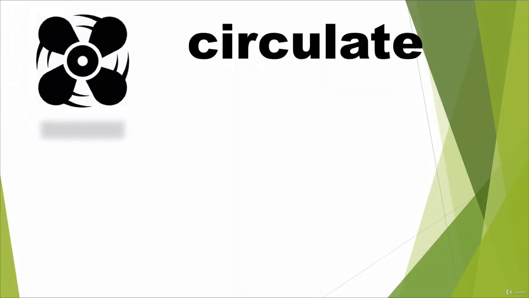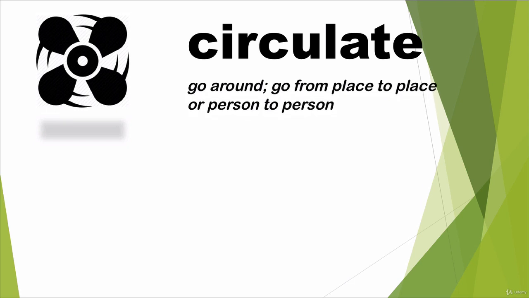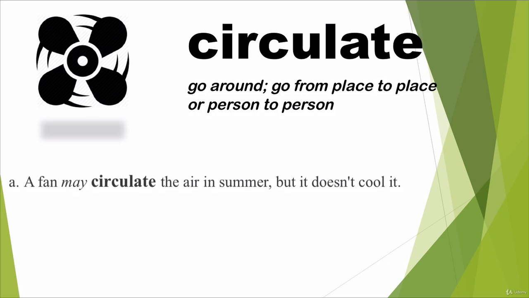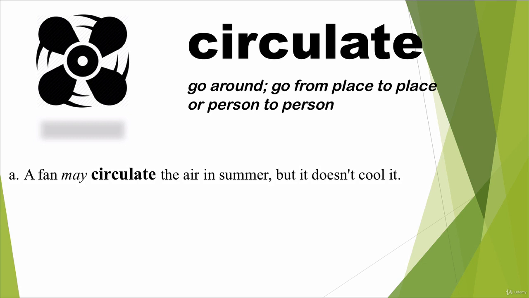The next word is circulate. Circulate is a verb and the noun is circulation. As you can see here, the fan is circulating. So now you understand the meaning, and I think the meaning is clear. So circulate means to go around, go from place to place, or person to person. This is the meaning of circulate. But let me give you some examples.